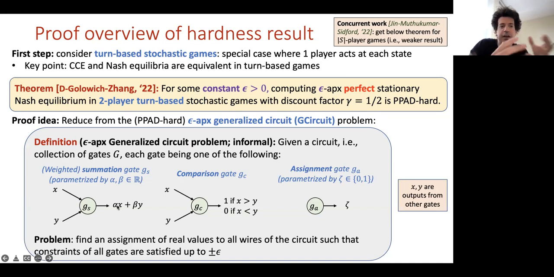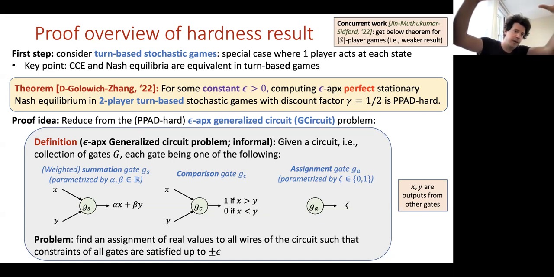And this could be basically addition, comparison between the inputs, or assigning a value to the output. So the palette of gates that you have is just these you see here, and you have to find an approximate satisfying solution for a circuit that has no inputs. It just connects a bunch of gates. You want to assign values to the wires of that circuit so that all the gate conditions are approximately satisfied to within plus or minus epsilon. So that is the satisfiability problem for PPAD.